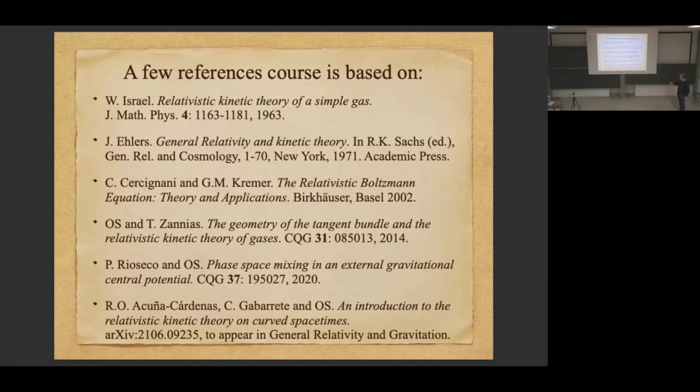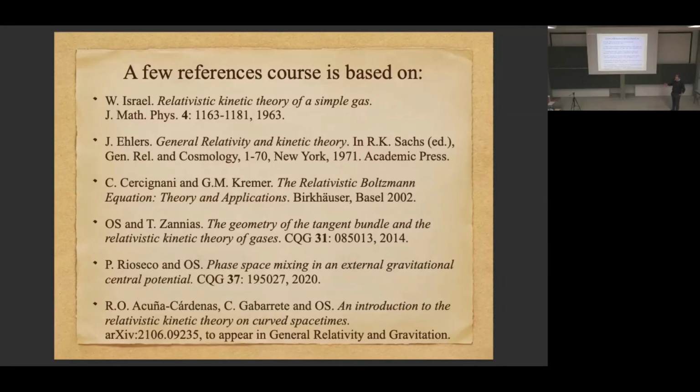We wrote a paper in Classical and Quantum Gravity some time ago, where we highlight the role of these differential geometry tools for the formulation of the relativistic kinetic theory of gases. This was formulated on the tangent bundle, but more recently we reformulated things, especially with Paola Rioseco, who is also here at the conference, in terms of the cotangent bundle. It's equivalent in the end, but the cotangent bundle formulation, as you will see, has the advantage of being a little more naturally adapted to the Hamiltonian framework of the theory.